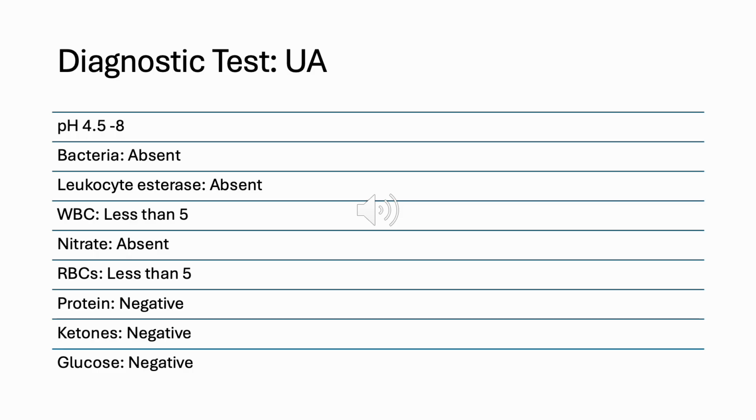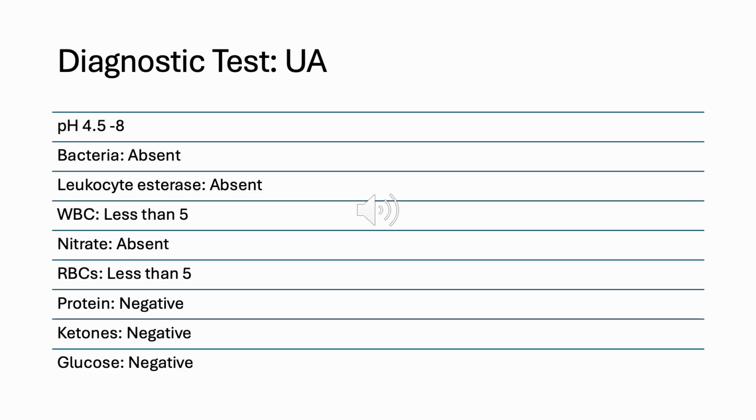I talked about glucose spilling into the urine when it's over 220. Ketones would be positive if somebody was breaking down fat in their body for nutrition. And then protein would be positive if there's something wrong with the kidney and it's letting protein leak through the urine.